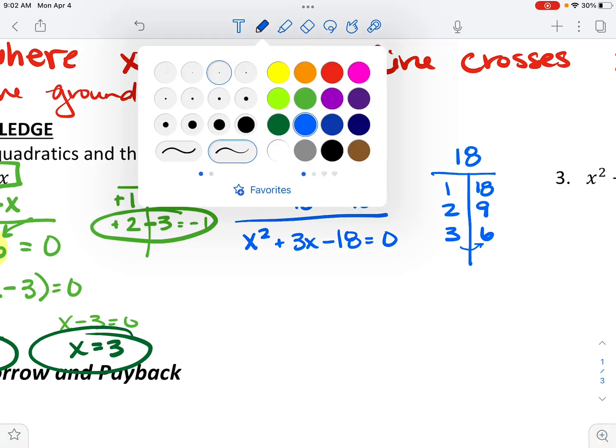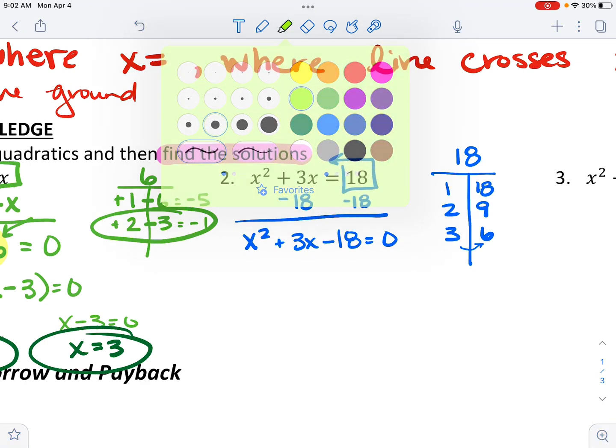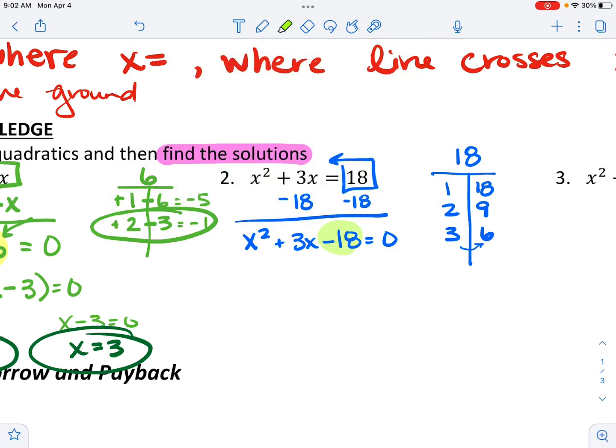Because my C is negative, because my constant is negative, but my B, my middle term, is positive, the larger numbers are all going to be positive, and the smaller numbers are going to be negative. I add them straight across. That is equal to 17. It is equal to 7. It is equal to 3.